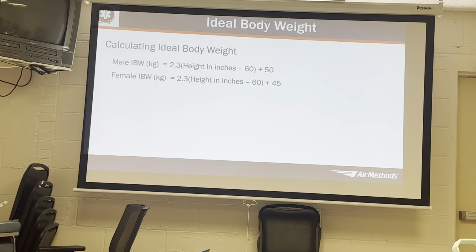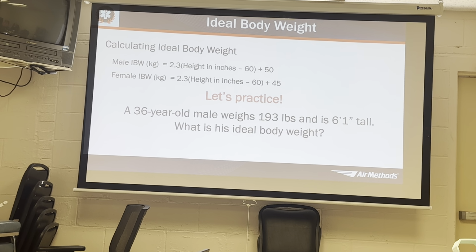So calculating it is actually really straightforward. You just take their height in inches and subtract 60. So if they're 63, you knock off the 60, and then multiply whatever's left, so 3 inches, times 2.3, plus the 50. That's your ideal body weight for males. For females, instead of 50 we use 45.5. Interesting that it's changed here.